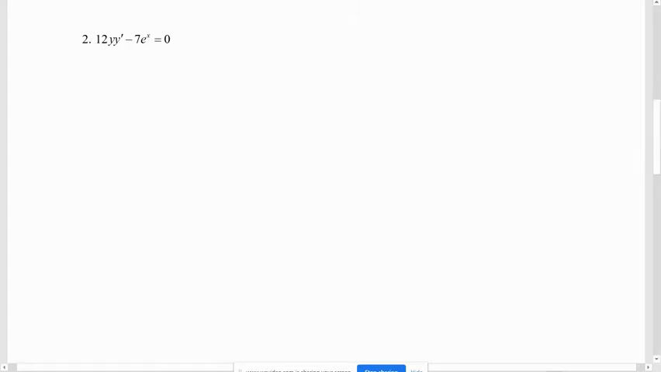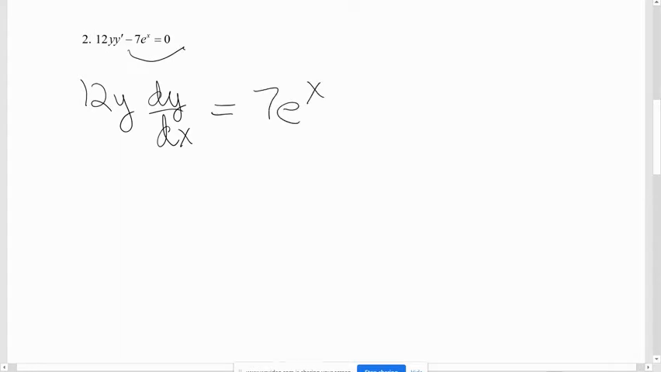Okay, so this next one, let's go 12y, and then I'm going to just go ahead and change that y prime to dy dx. I'm going to kick that over to the other side, so that becomes 7e to the x. Then kick the dx over to the other side, so I have 12y dy equals 7e to the x dx.